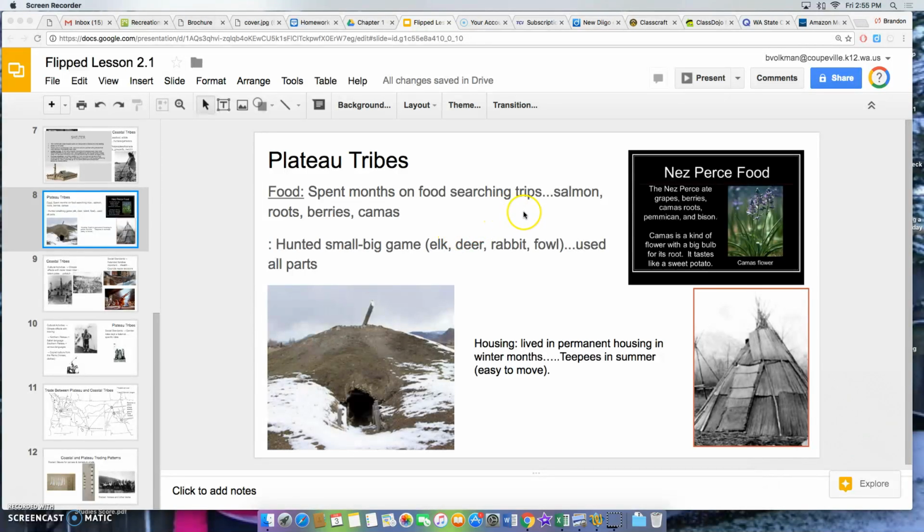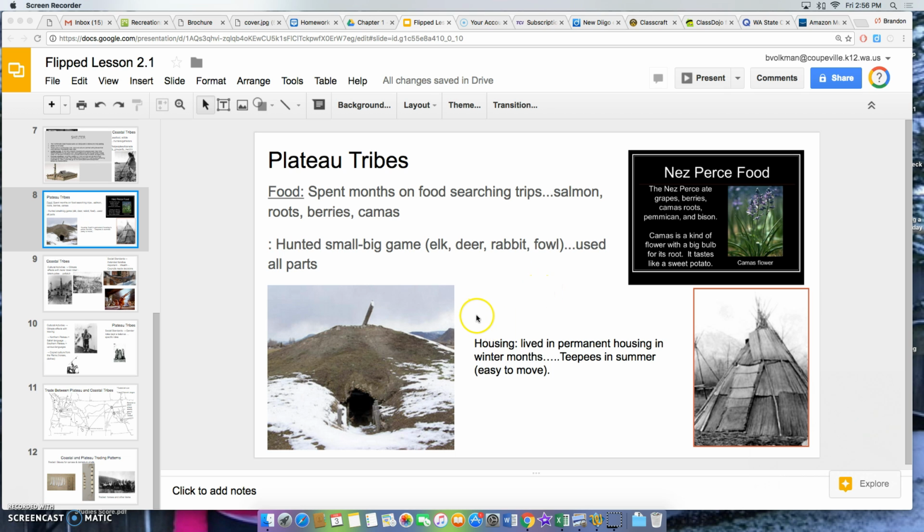They would go to streams to find salmon, because they knew when the salmon would spawn and come upriver. They'd eat roots, berries, and camas. And if you look over to your right, here's an example of camas and some of the other things the Plateau tribes ate. They hunted small to big game, such as elk, deer, rabbit, or fowl. And again, as mentioned, they would use all parts of these animals.